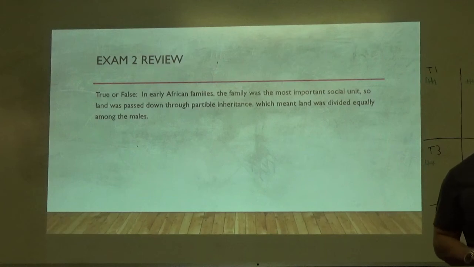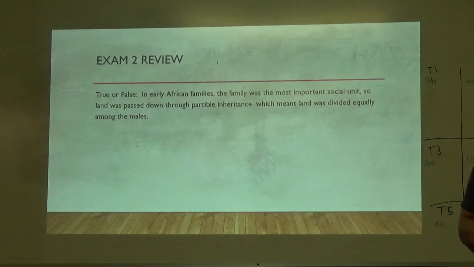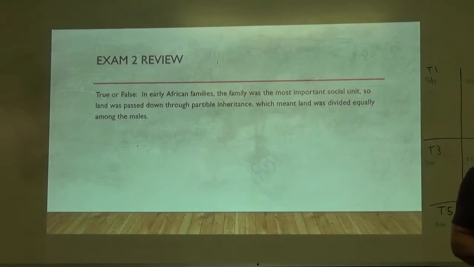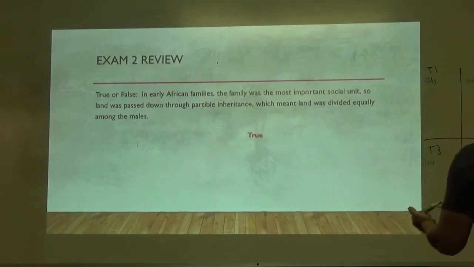Wait, true or false? In early African families, the family was the most important social unit, so land was passed down through partible inheritance, which meant land was divided equally among the males. I'm giving it 10. That was very close. Sure. So what? Sure. Okay. I didn't know this was. It's true. Good job. So that's team 1.